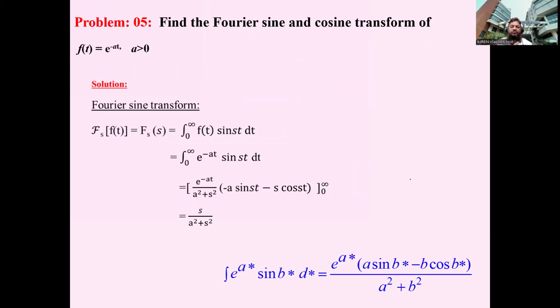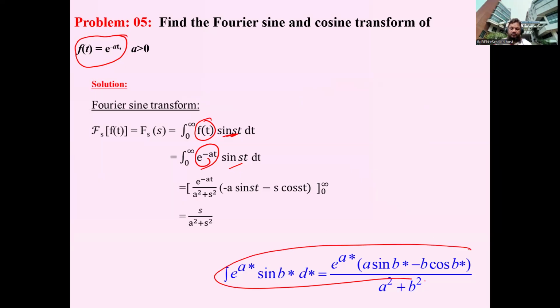Now, if we want to solve a problem for Fourier sine transform, f(t) is equal to e to the power minus at. So just put the value of f(t) here, f(t) is e to the power minus at, and sin st comes from the definition. So that is e to the power minus at sin st. Now you can use the formula, e to the power a star. Here star is considered as t. Star is considered as t here.